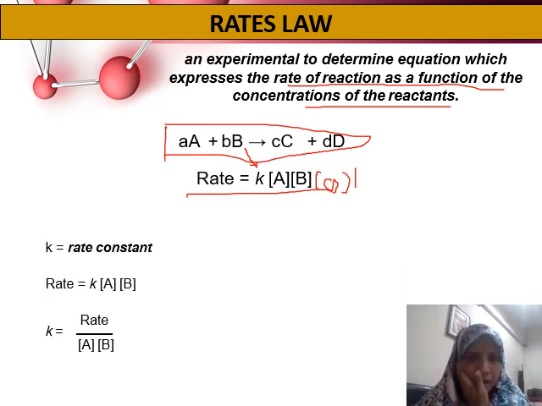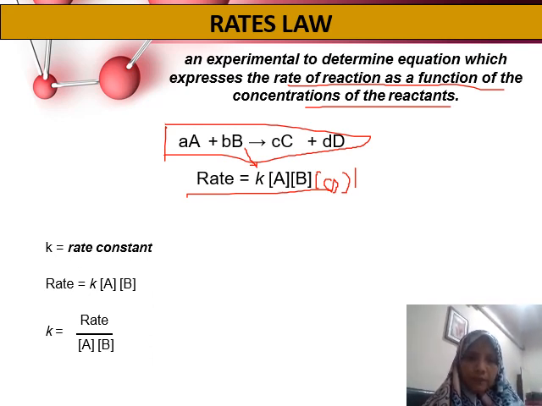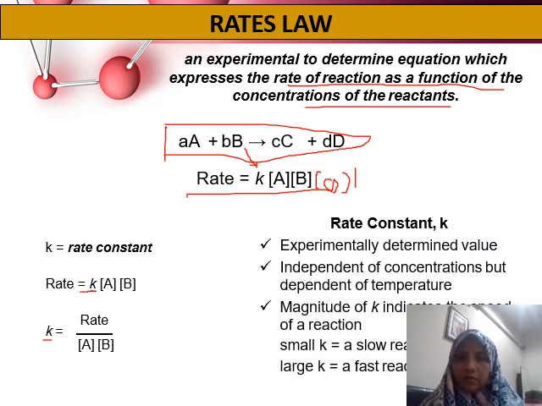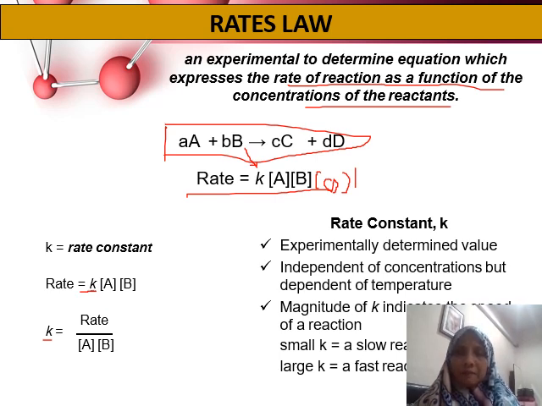So k is the rate constant. Rate is equal to k[A][B]. If you want to find the rate constant as the subject, take k outside: k is equal to rate over the concentrations of A and B. The rate constant is normally determined experimentally. It is independent of concentration but dependent on temperature. If the temperature increases, the rate constant also increases. If the temperature decreases, the rate constant also decreases. The magnitude of k indicates the speed of the reaction. Small k means a slow reaction, large k means a fast reaction.